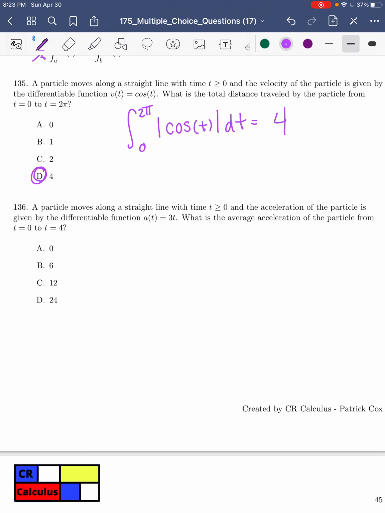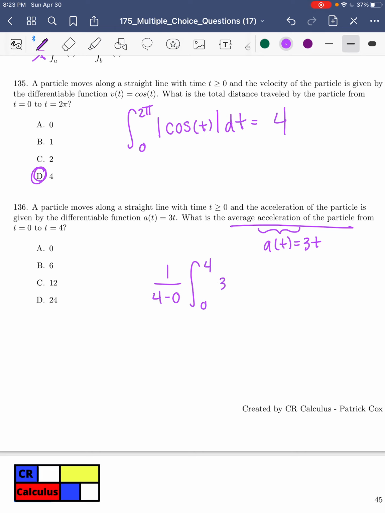All right, 136, particle. Average acceleration of the particle. So average acceleration, this is another average value. We have the function for acceleration because they tell us a of t equals 3t. So anytime you see that word average, you should be thinking 1 over b minus a, in this case 4 minus 0.